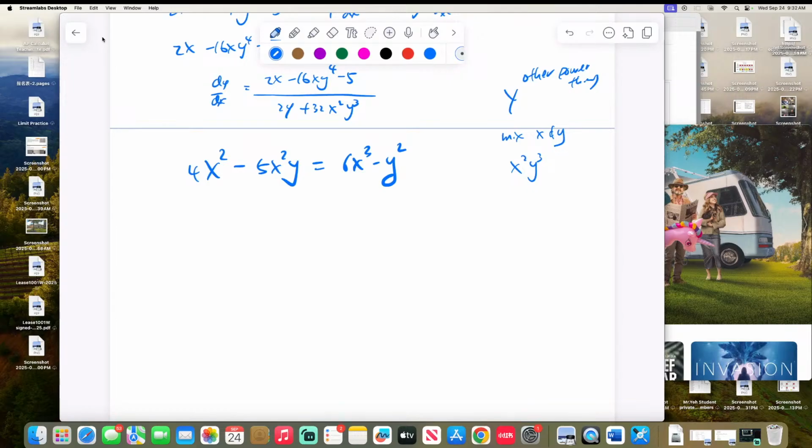Today's homework, I'm going to give you answers so that way you can check whether your dy dx is correct. What time do we get out here? 3 minutes. That's enough time.